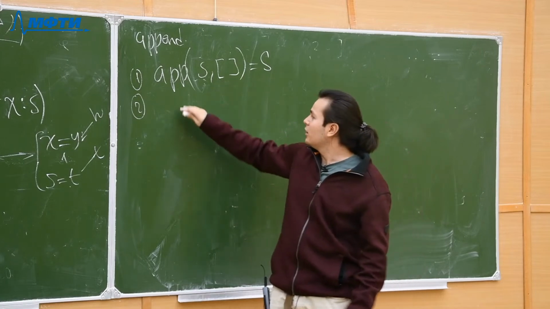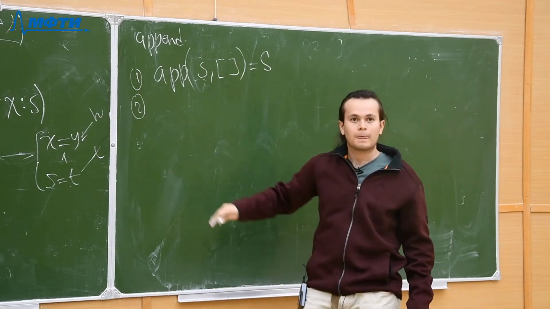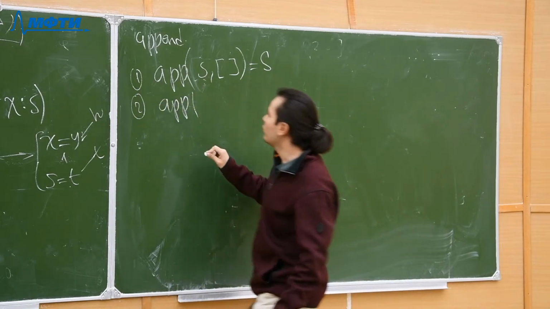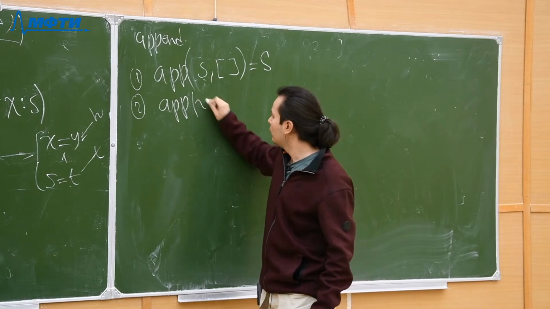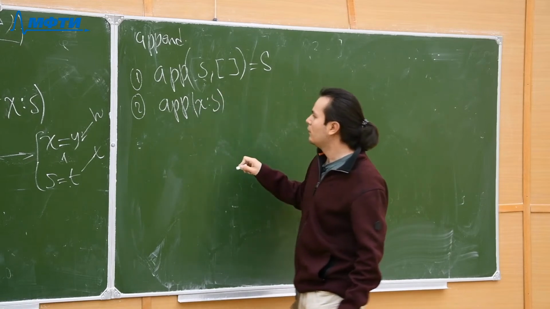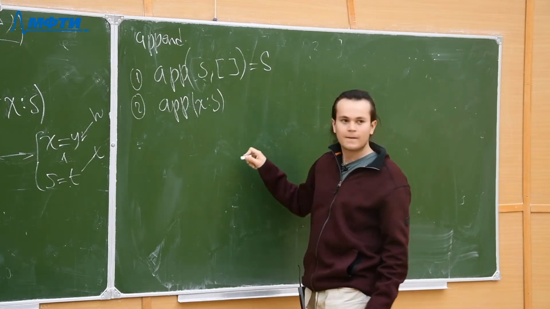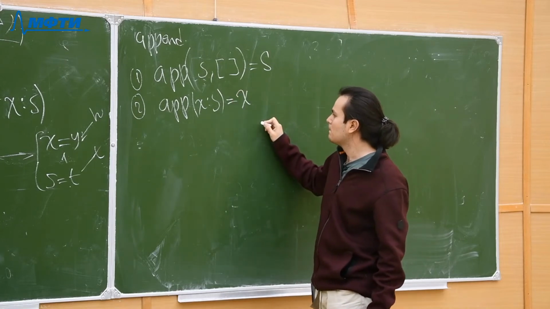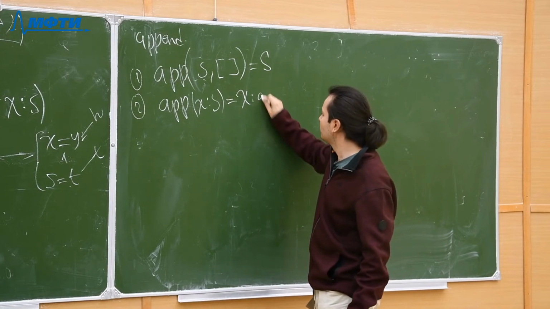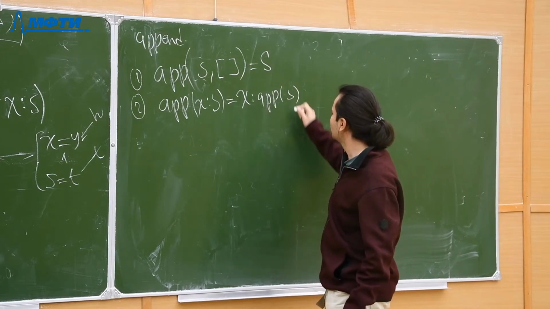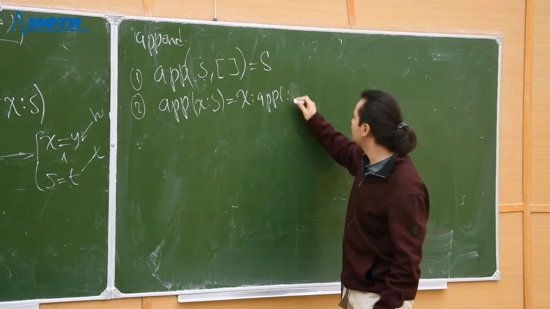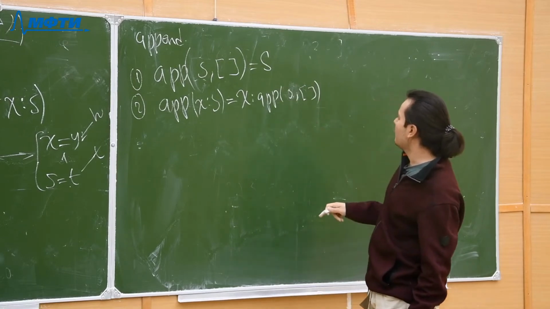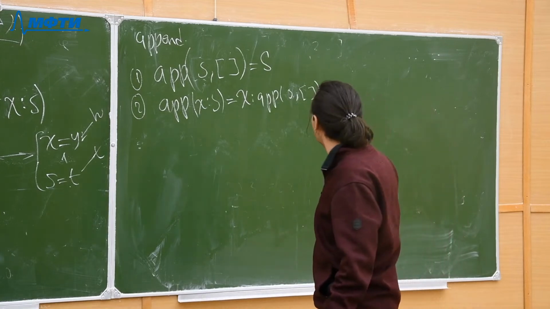And the second property, append of x column S and T is equal to x column append of S and T. Yeah, well, it looks like it's true.